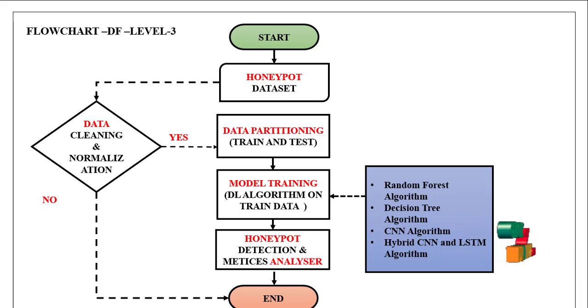80% for training and 20% for testing. After that we apply the model training algorithms, using deep learning algorithms CNN and CNN-LSTM. We have compared against random forest and decision tree machine learning algorithms. We predict the honeypot detection and metric analysis: which type of attack will occur, and then we find the metric analysis. Metric analysis means the performance analysis based on accuracy, loss, confusion matrix and classification report. Once that is done, we move on to Streamlit, where the user enters the details and predicts the honeypot details.